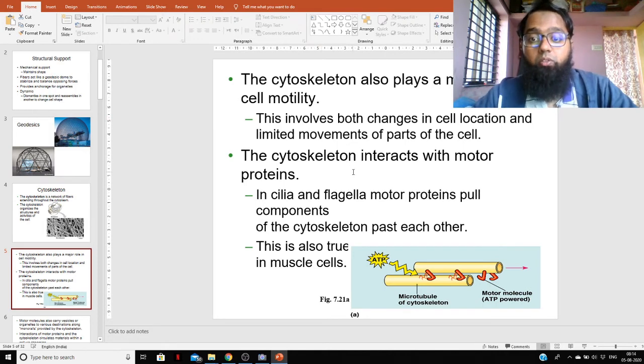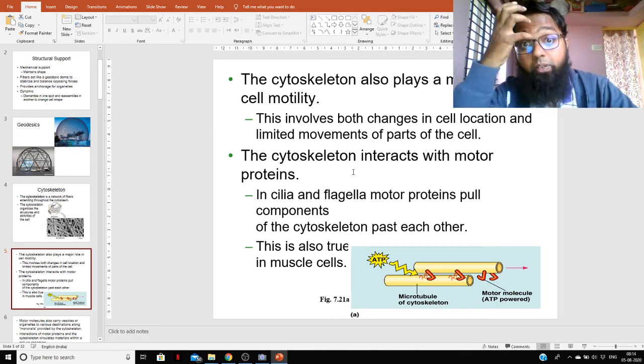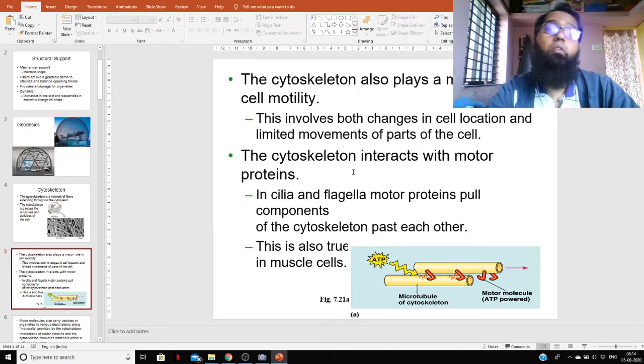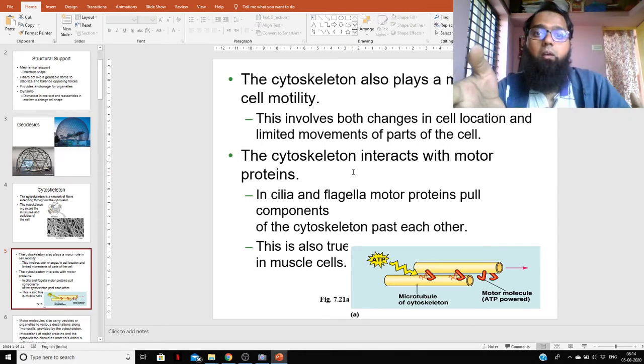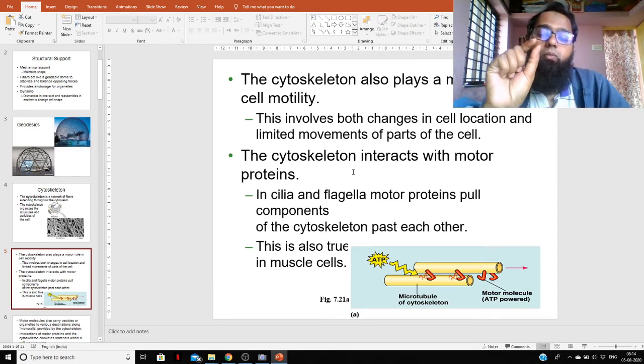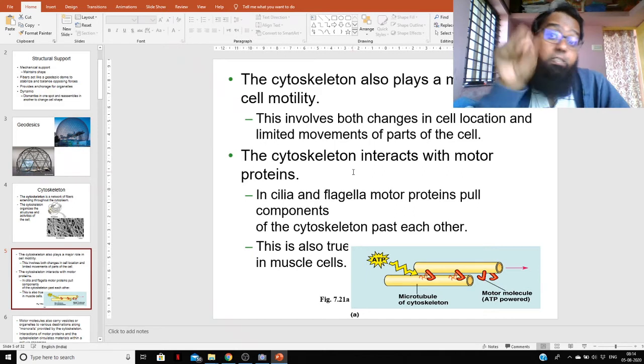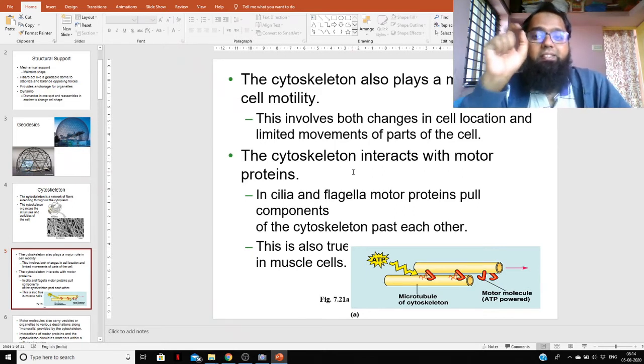This involves both changes in cell location and limited movement of the part of the cell. Cell motility I was talking about is nothing but not movement shown by the cell, but the movements which are happening inside the cell. It is actually called cell motility. What movements are happening in the cell now?